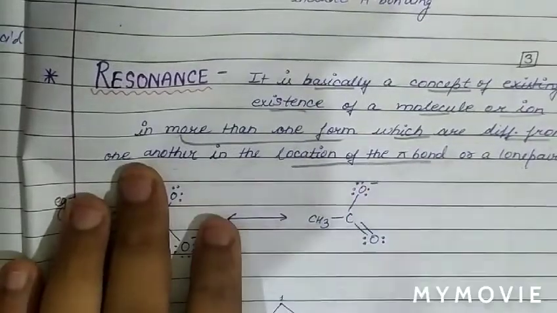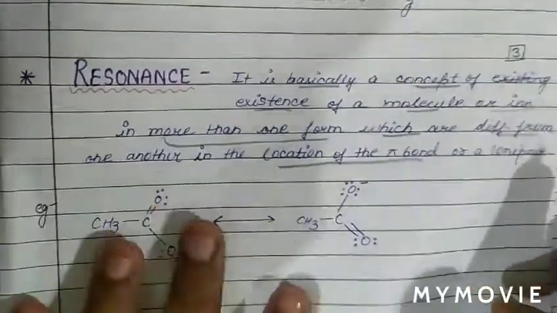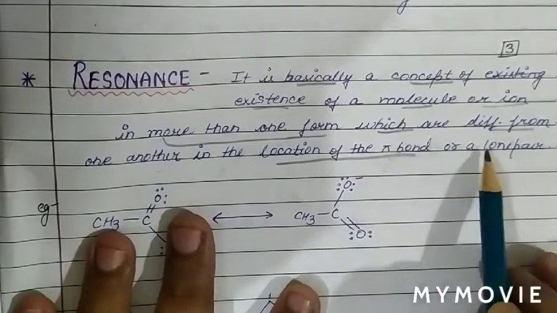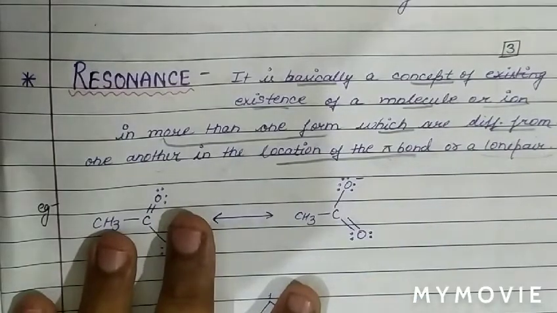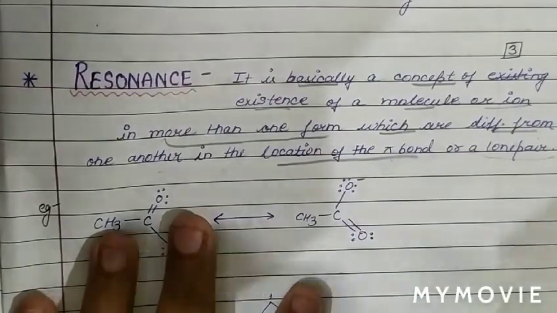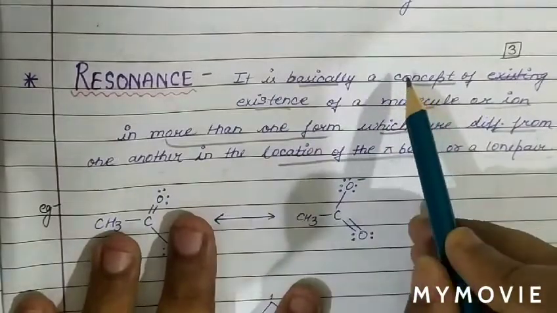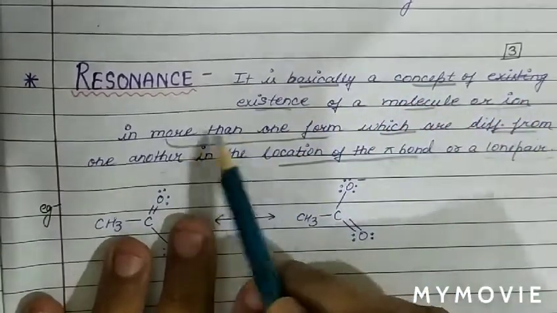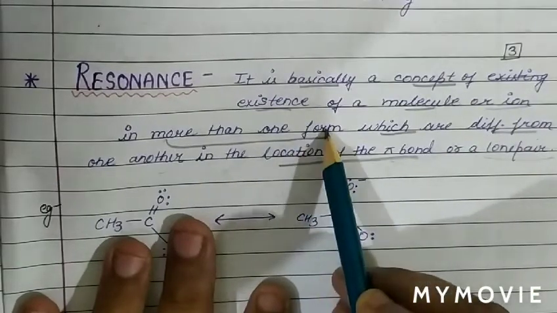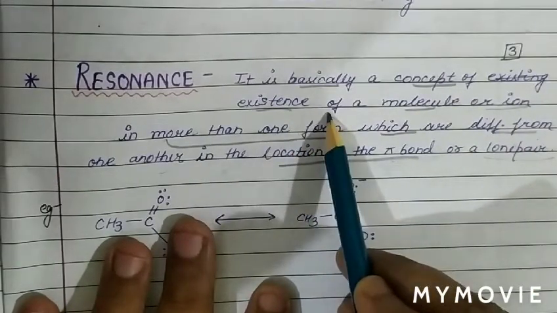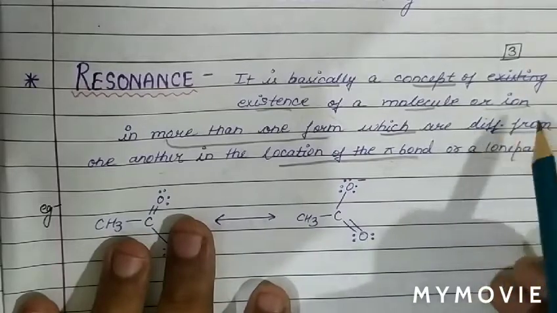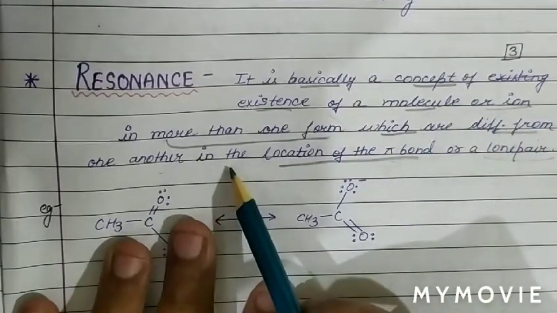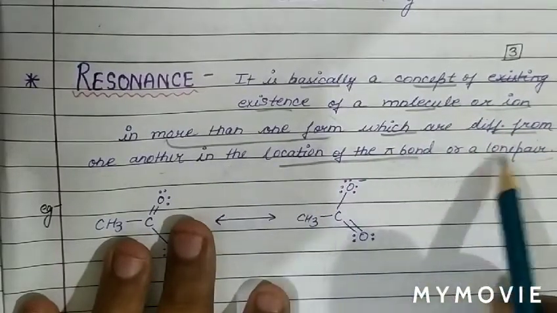in the location of the pi bond or a lone pair. So basically what is resonance? Resonance is basically the concept of existence of a molecule or ion in more than one form, and these forms differ from one another by the location of pi bond or by the location of lone pair.